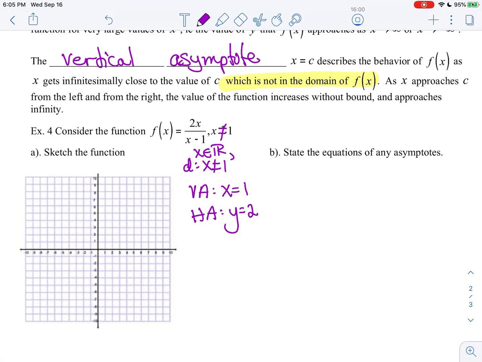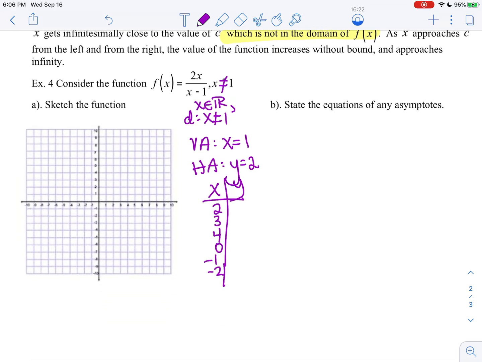All right, this is from chapter 4, so from the end of chapter 4 forward, it is assumed you are solid with this. We're going to make a table. The rule for me is you do 3 values to the right of the vertical asymptote and 3 values to the left. So since the vertical asymptote is x equals 1, I'm going to do 2, 3, 4. Then on the other side of x is 1, I'm going to go 0, negative 1, negative 2. Go ahead and pause the video and get your table.